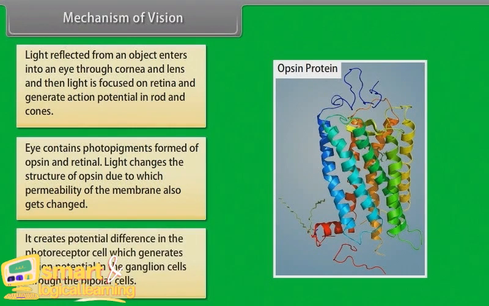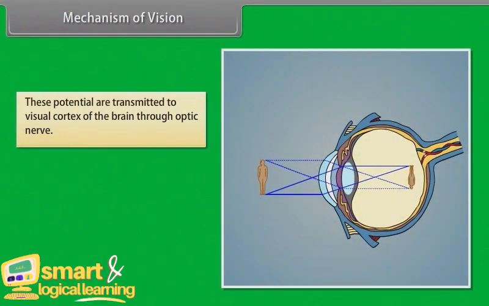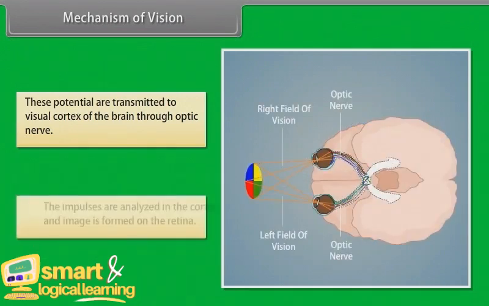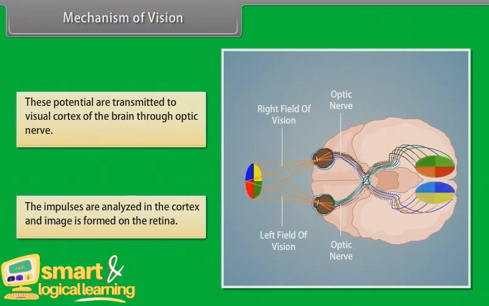It creates a potential difference in the photoreceptor cell, which generates action potential in the ganglion cells through the bipolar cells. These potentials are transmitted to the visual cortex of the brain through the optic nerve. The impulses are analyzed in the cortex, and the image is formed.